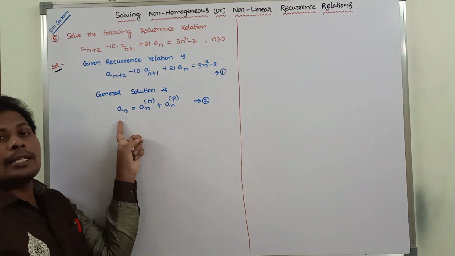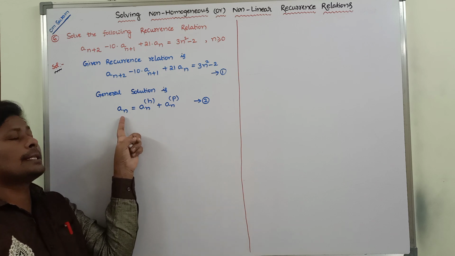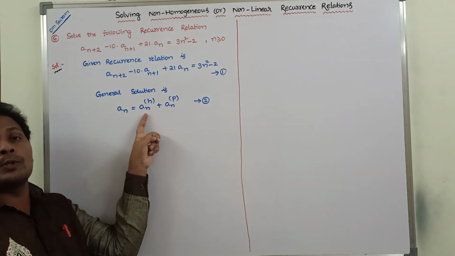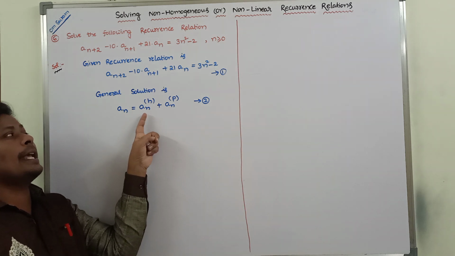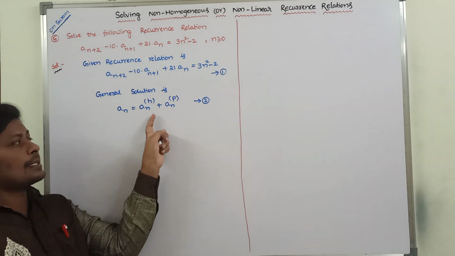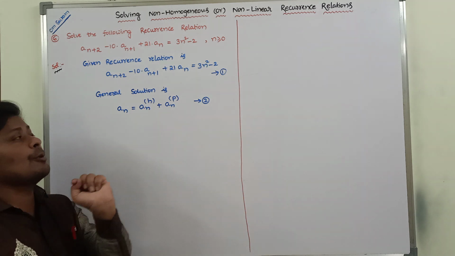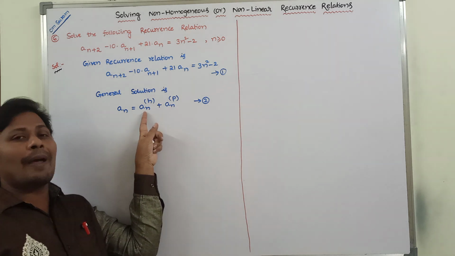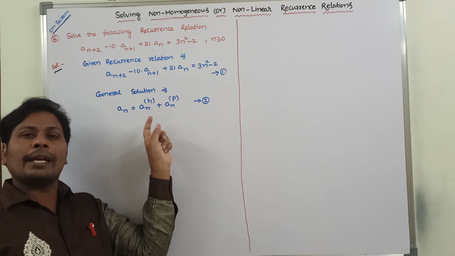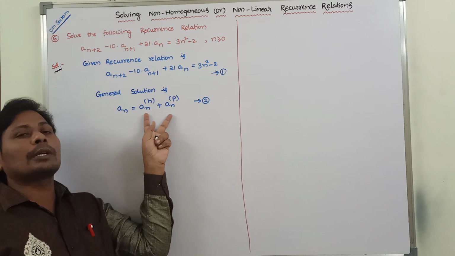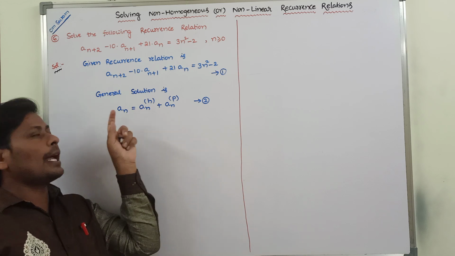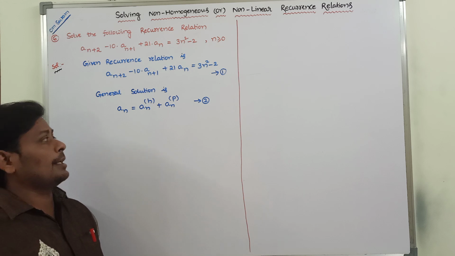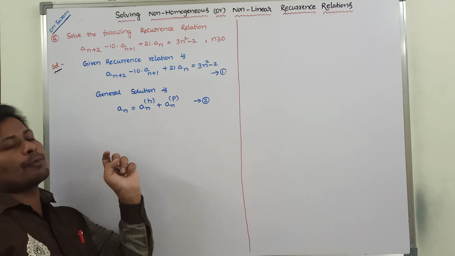The general solution for the given problem is denoted by A suffix n, which equals the solution of the homogeneous recurrence relation, A suffix n power h, plus the particular solution, A suffix n power p. Here we have to find out these two values. After we get the two values, we combine them using plus. Then we get the general solution of the given recurrence relation. First, we have to find this value.